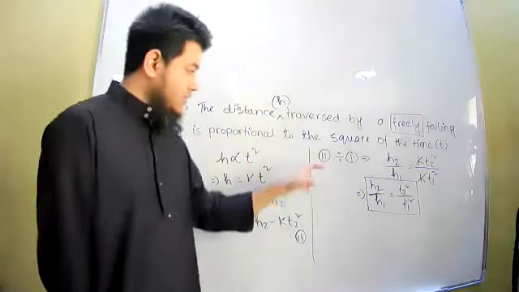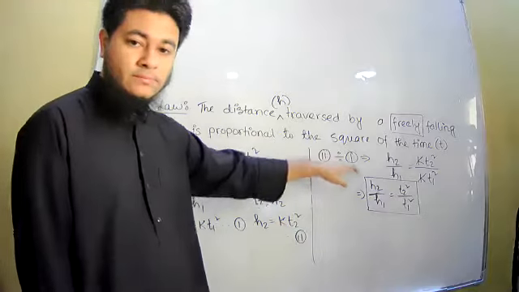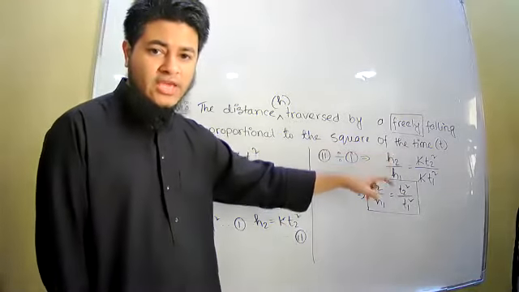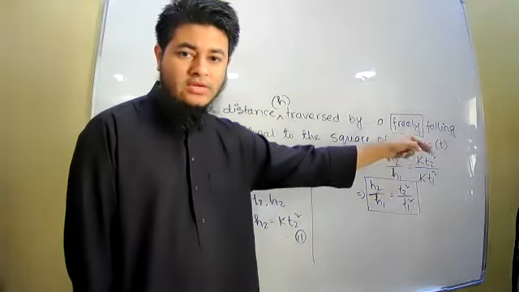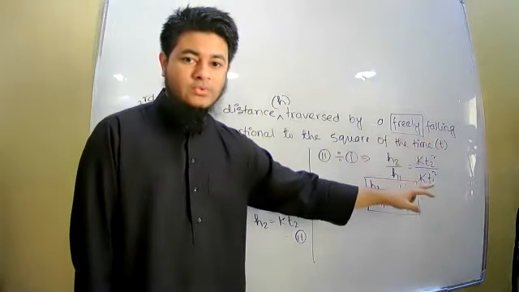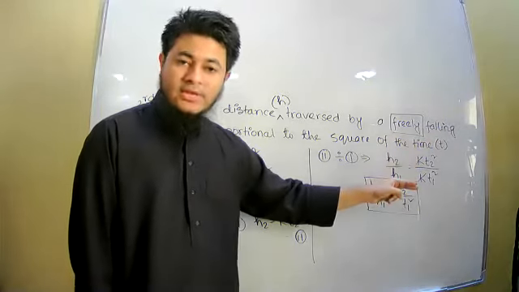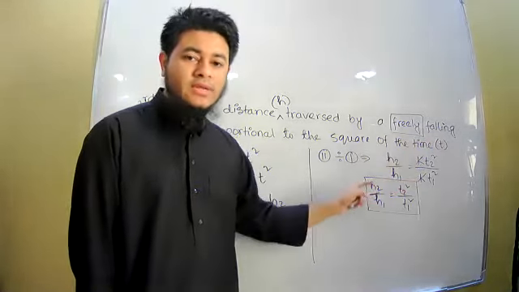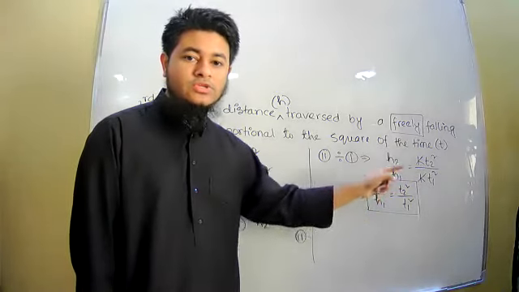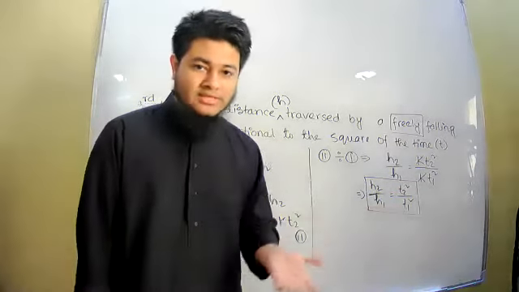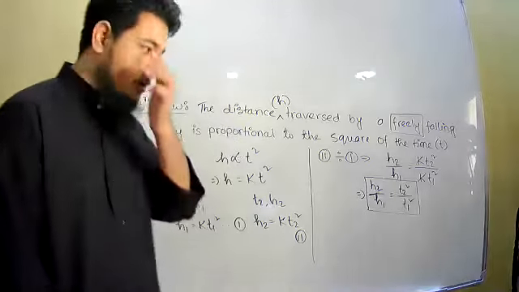Like the previous one, equation 2 divided by equation 1. If I write it in this way, h2 by h1 is equal to k t2 square divided by k t1 square. So k and k will get cancelled, and as a result, we will get h2 by h1 is equal to t2 square by t1 square. Simple algebra. You have already learned, right?